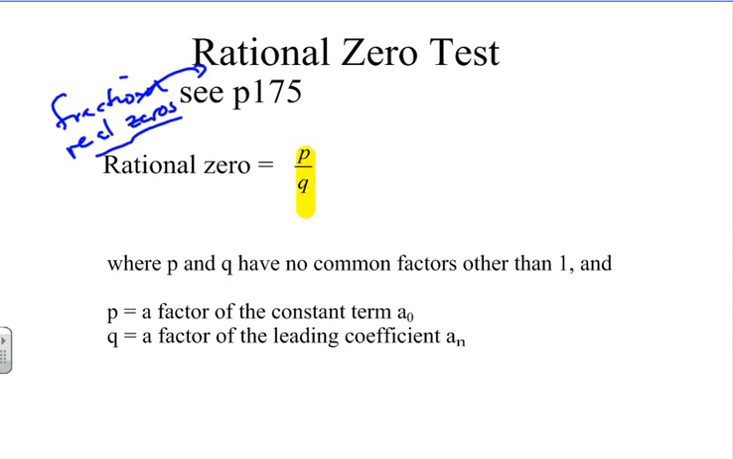So when you have P over Q, it is important to know that P are all the positive and negative factors of the constant of a polynomial. Q is the positive and negative factors of the leading coefficient. To help you understand how this works, we're going to go through an example right now of how to use the rational zero test to determine possible rational zeros.